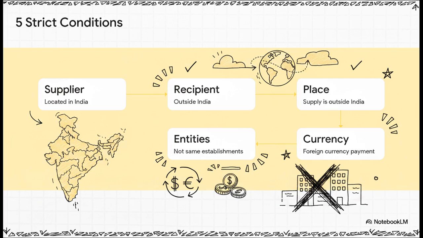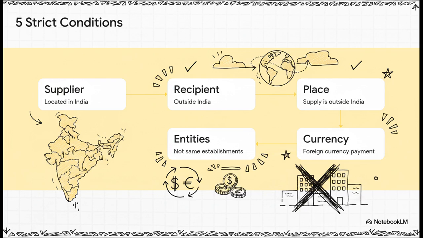Under GST law, an agency or a freelancer has to carefully meet 5 exact conditions for their work to qualify as an export of services. The supplier is in India, the recipient is outside India, the legal place of supply is outside India, the payment absolutely must be received in a foreign currency, and lastly, the supplier and recipient cannot merely be establishments of the same person.